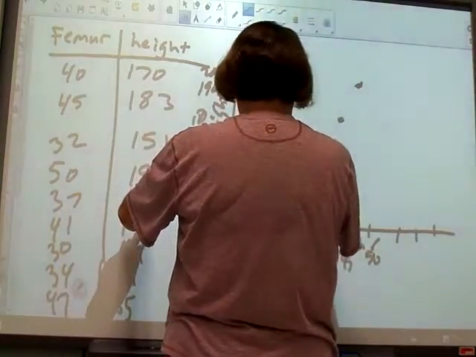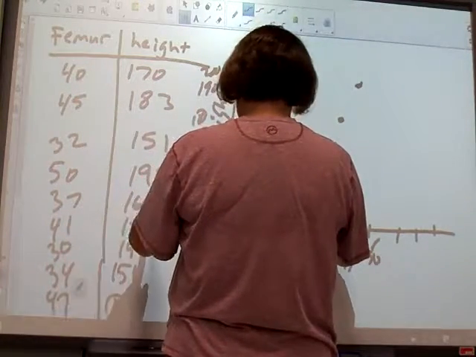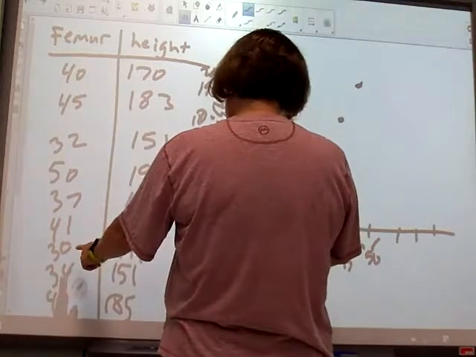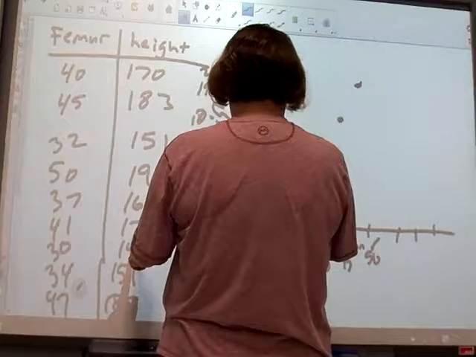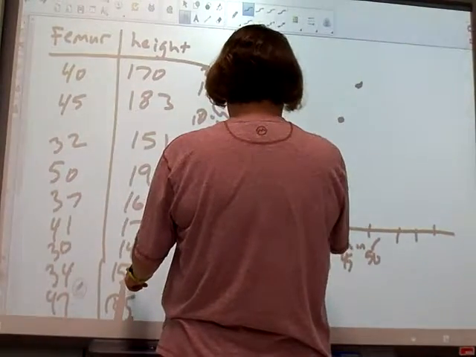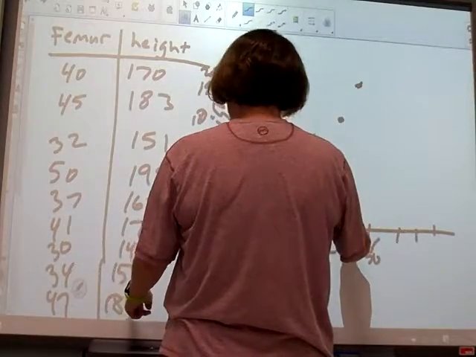37, 162, 41, 174, 30, 141, 34, 151, 47, 185.